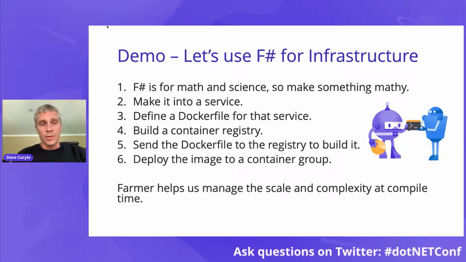So for the demo, I want to use F-sharp for infrastructure. Now, as we know, F-sharp is primarily for math and science, so I'm going to do something mathy, like a chart made from some math stuff. But I'm going to make it into a service, and I'm going to define a Dockerfile for this service. So this is the infrastructure sort of development. I'm also going to build a container registry, send the Dockerfile to the registry to build it, and deploy the image in a container group.